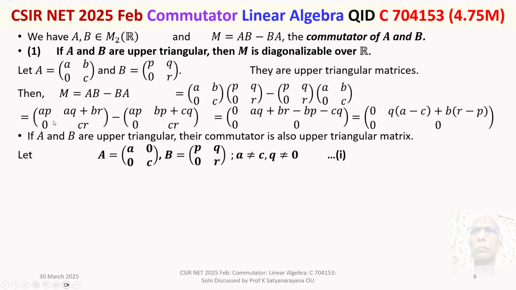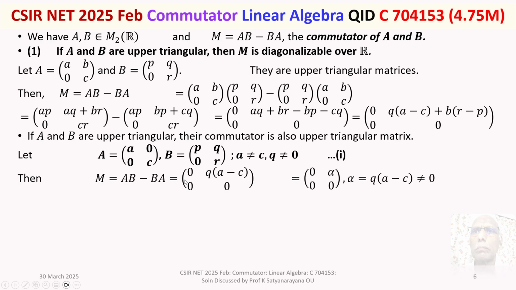Now calculate the commutator. M is equal to AB minus BA. Now you can use the above result with these conditions, then that will be equal to 0, Q times (A minus C), 0, 0. This is of the form 0, alpha, 0, 0, where alpha is Q times (A minus C).